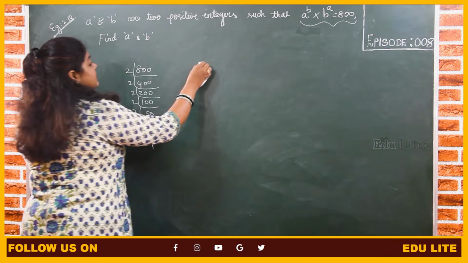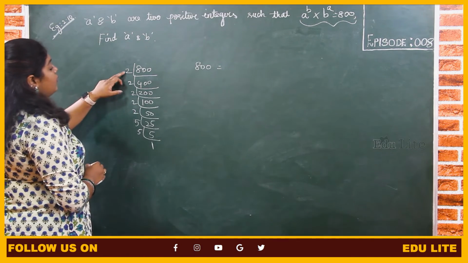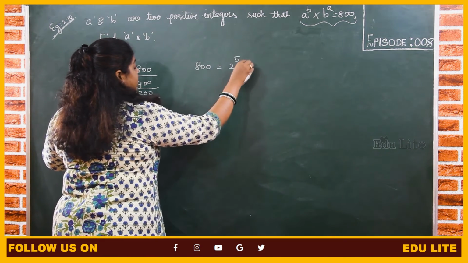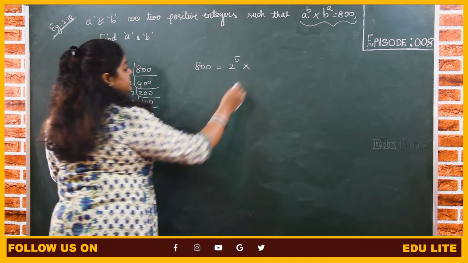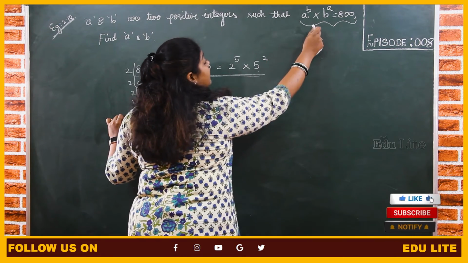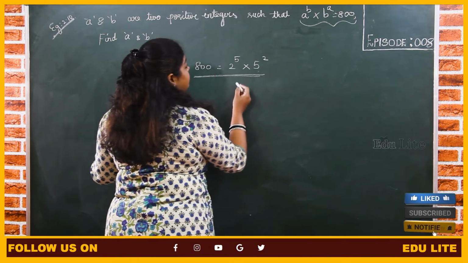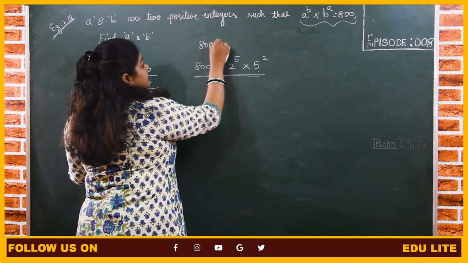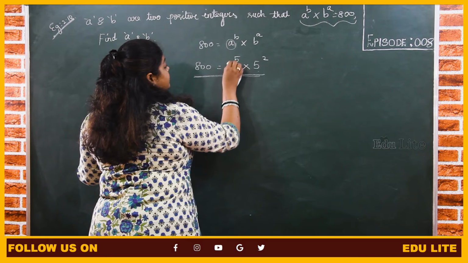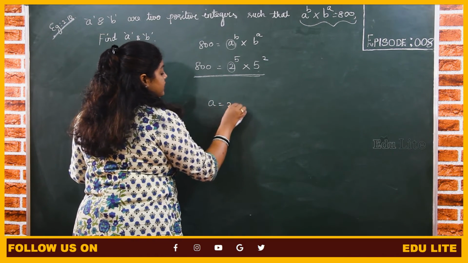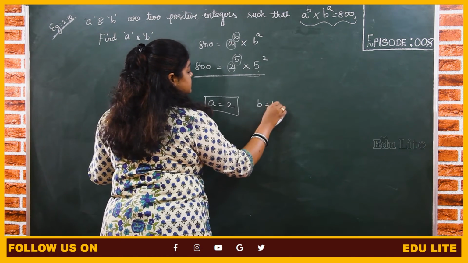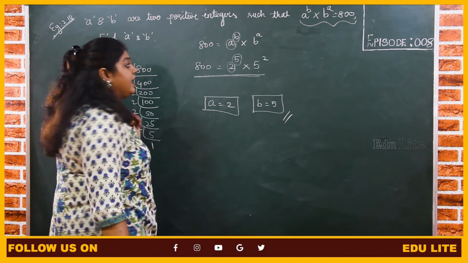Now what we are going to do is, we are going to write 800 as, counting 1, 2, 3, 4, 5, 2 has come 5 times. So 2 power 5 into the next prime number which has come 2 times, that is 5 square. So when comparing this factorization with the equation given in the question, 800 equals a power b into b power a. In the place of a, we have the value 2. So a equals 2. In place of b, we have the value 5. So b equals 5. So we have found out the values of a and b.